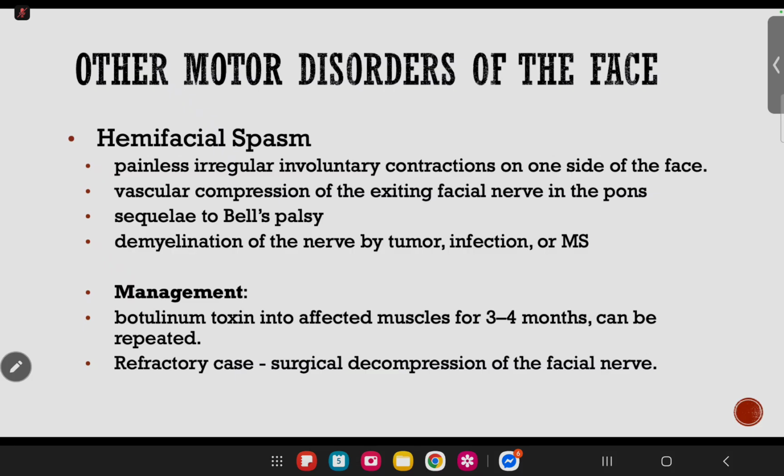Other than being a sequela to Bell's palsy, this can also be related to a vascular compression of the exiting facial nerve in the pons and can also be secondary to a demyelinating nerve disease or tumor. Local injections of botulinum toxin into the affected muscles can relieve the spasm for 3 to 4 months, and the injections can be repeated every 3 to 4 months. Refractory cases due to the vascular compression usually respond to a surgical decompression of the facial nerve.